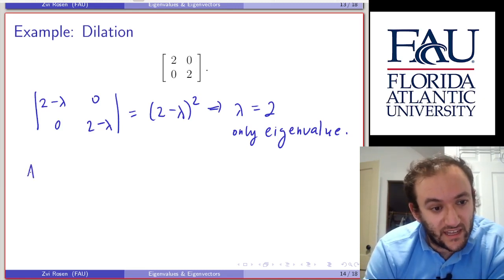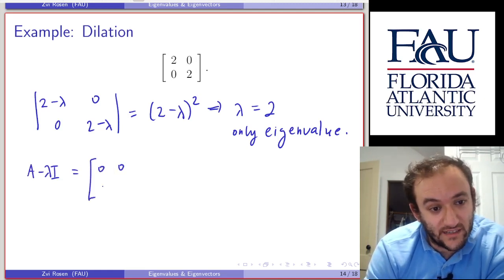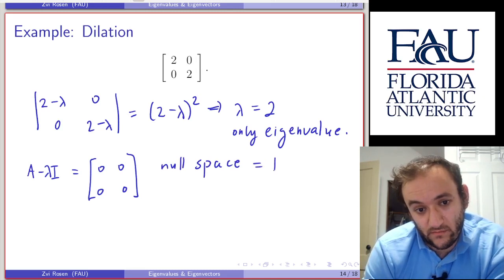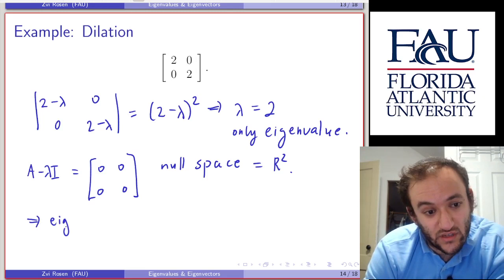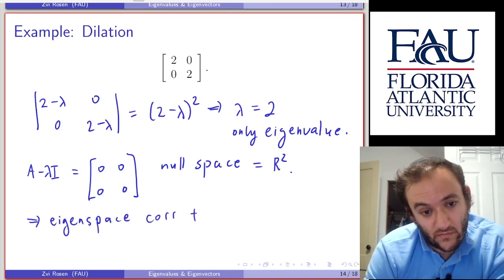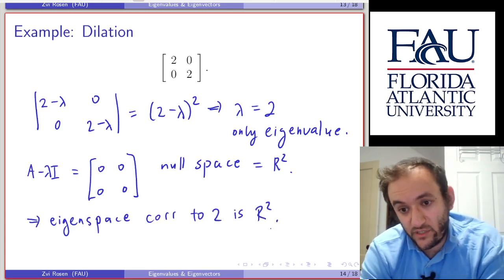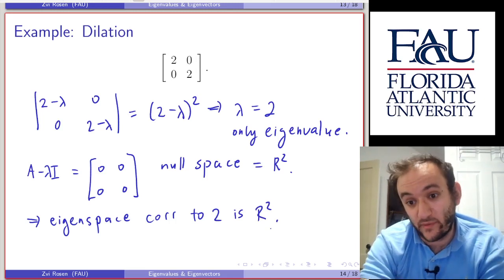When we plug in A minus lambda I, that's equal to the complete 0 matrix, which means that the null space of this is all vectors in R2. Okay, so that means that the eigenspace corresponding to 2 is the full space R2. Which makes sense again because every vector in your space gets scaled by 2.